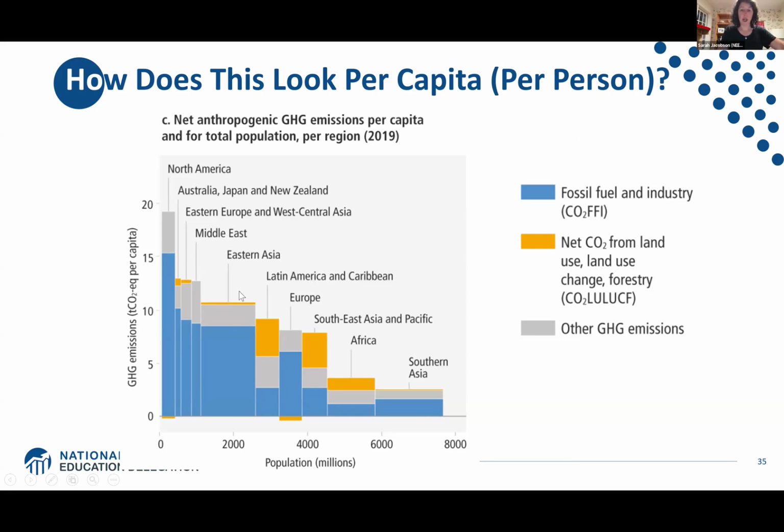And you can see that China belongs in this Eastern Asia block. Their block is very wide because it's a very large population, but at the same time, the per capita emissions are nowhere near as high as ours. So that's just, I don't know if you want to think about it in terms of responsibility or in terms of targeting. I think they're both interesting ways to think about where our emissions are coming from.